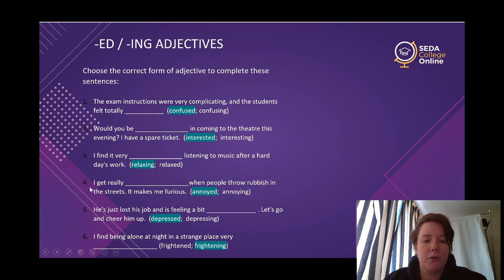Number 4, I get really annoyed when people throw rubbish in the streets, and it makes me furious. You're feeling annoyed, so that's why we're using annoyed here. Number 5, he's just lost his job and is feeling a bit depressed. That's how he's feeling. Let's go cheer him up, make him happy. And number 6, I find being alone at night in a very strange place very frightening. I'm not telling you how I feel, I'm telling you about the situation. And the situation here, being alone in a very strange place, is very frightening.